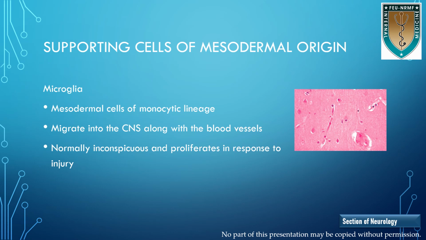They are considered specialized macrophages that migrate into the CNS along with the blood vessels. So they are like blood cells of mesodermal origin and of monocytic lineage. Normally, they're very scanty and inconspicuous in the brain and the spinal cord, and they only proliferate in response to injury. They look like small, rod-like cells under the microscope.